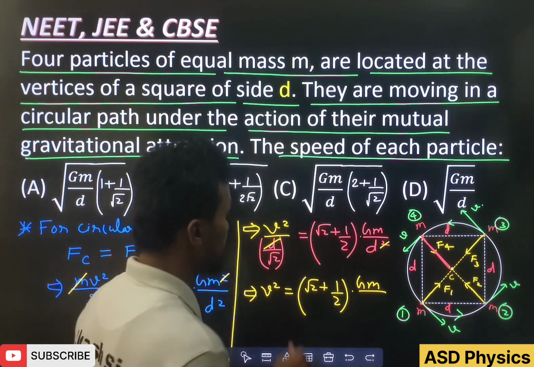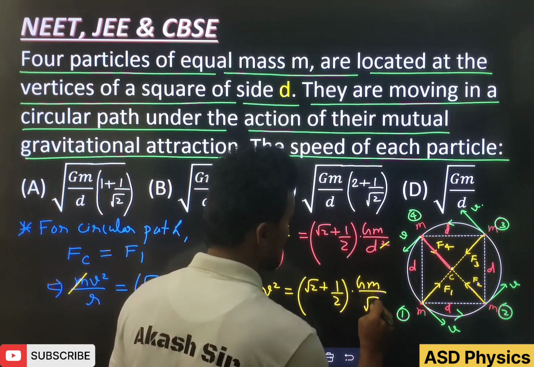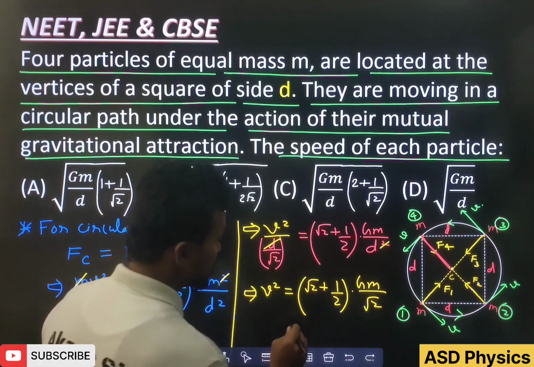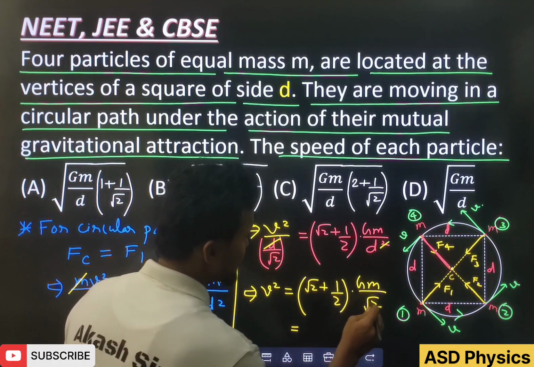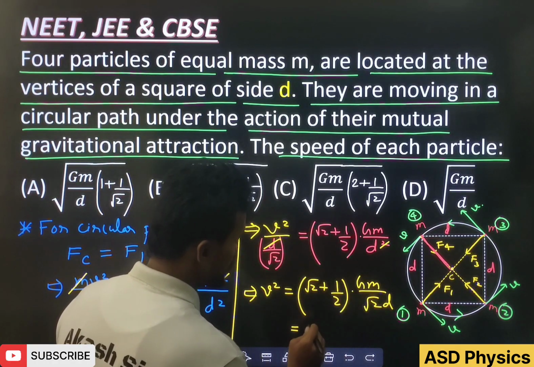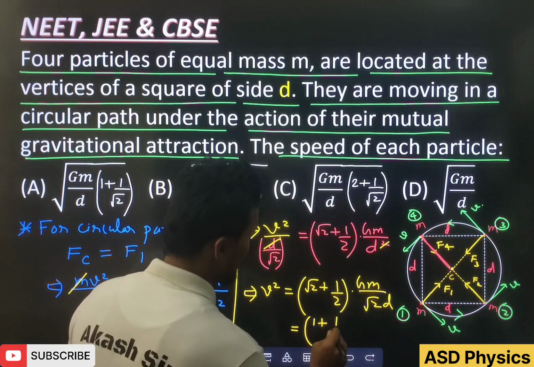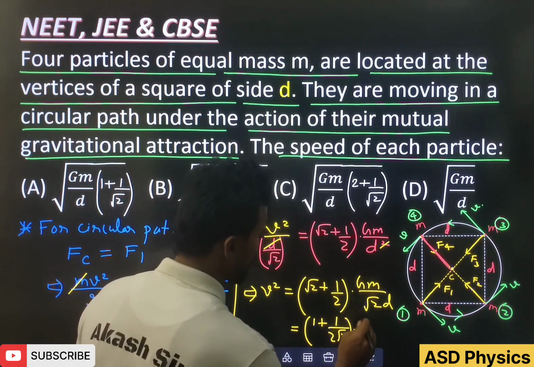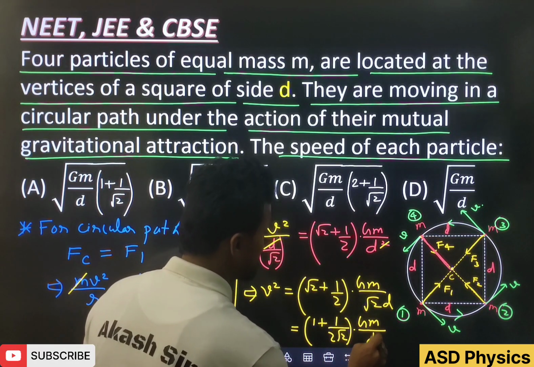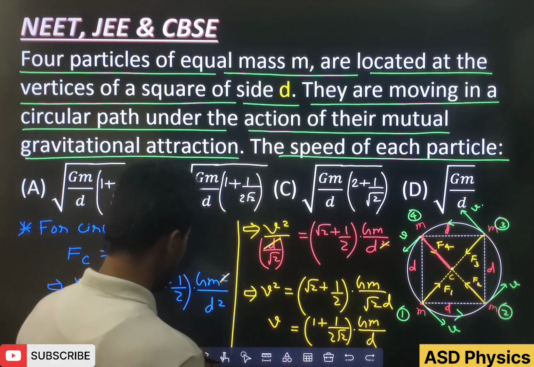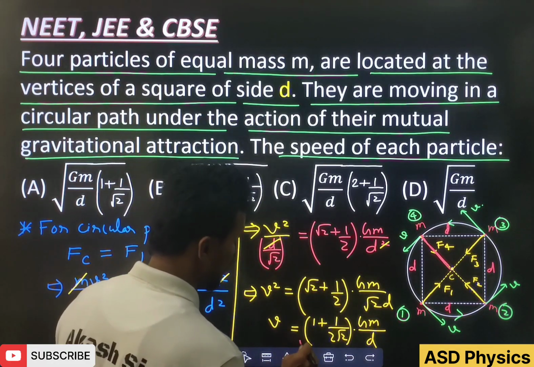1 by root 2 will go this side, so root 2 will come here, is it? So what can we write here? Root 2 multiplied inside, and d is there anyhow. So root 2 multiplied inside, it will become 1 plus 1 by 2 root 2 into gm by d, and for v, students, we have to put the square root.